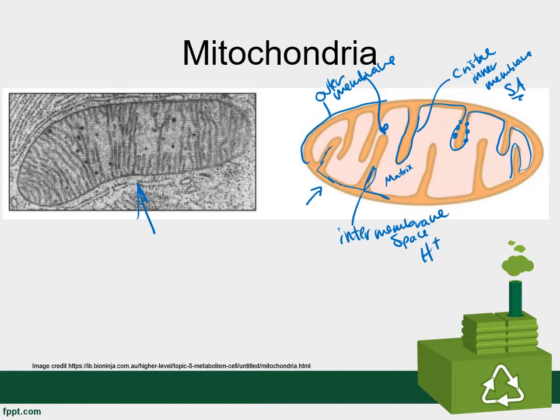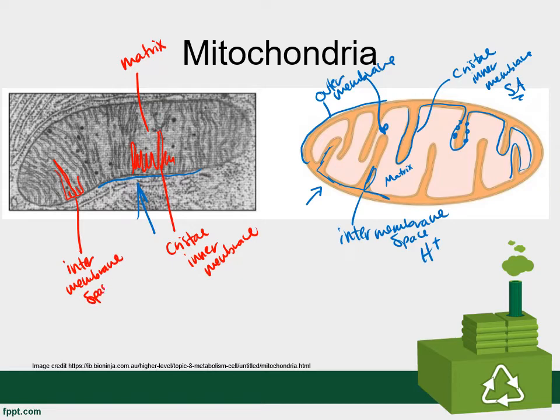On the electron micrograph, we definitely can see an outer membrane. I'm going to switch up colors here. All of these folds are folds of the inner membrane. So these are all the cristae of the inner membrane. Here we have the matrix, the middle of the inner membrane, and then these tiny little spaces in between, in the middle of the cristae, that is our intermembrane space, the space between the membranes.